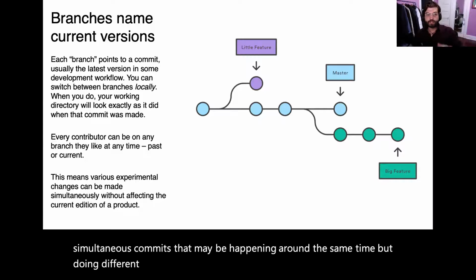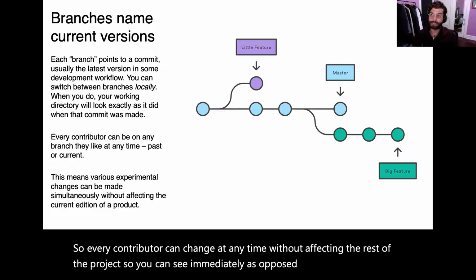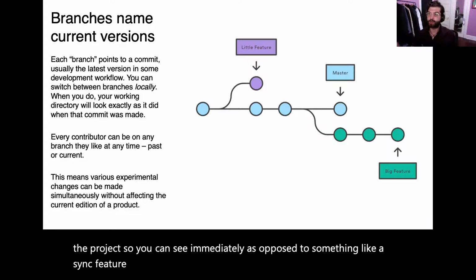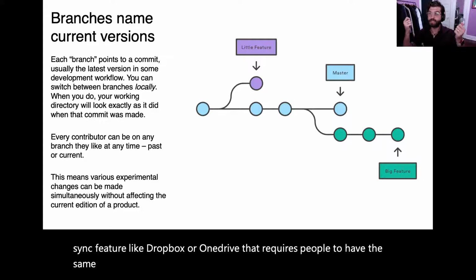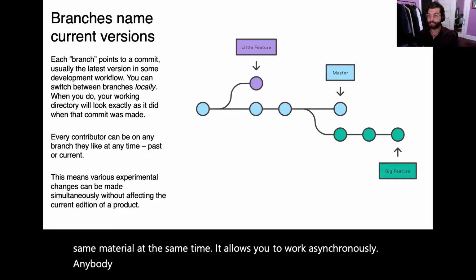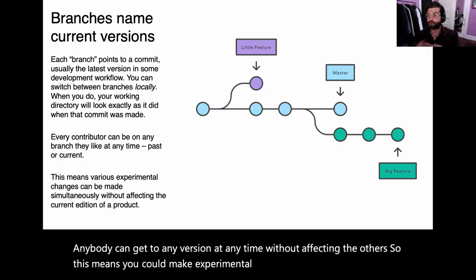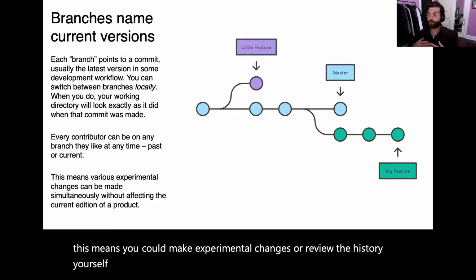So every contributor can change anything at any time without affecting the rest of the project. So you can see immediately, as opposed to something like a sync feature like Dropbox or OneDrive that requires people to have the same material at the same time, Git allows you to work asynchronously. And anybody can get to any version at any time without affecting the others. So this means you can make experimental changes or review the history yourself without bothering anyone else, and in a very easy way.